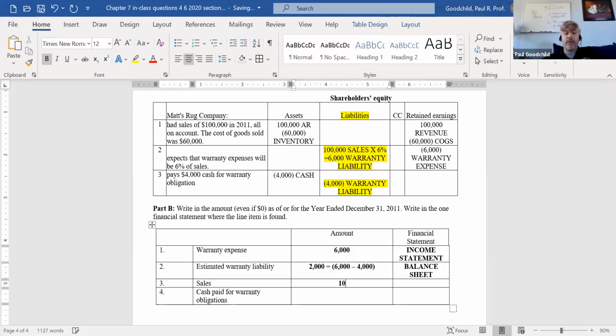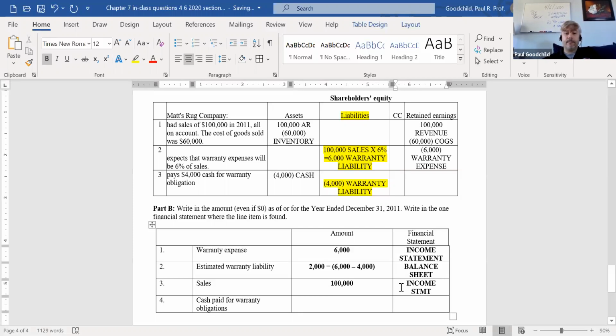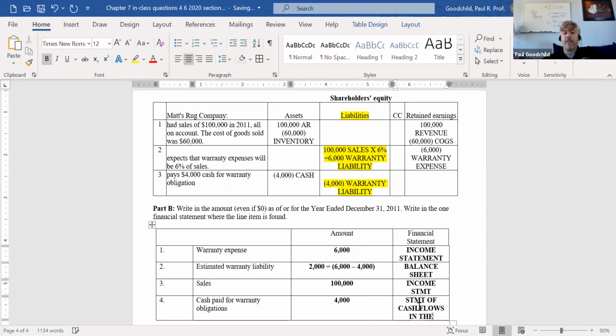Sales of 100,000. That's on the income statement. Cash paid for warranty obligations would be 4,000. And that's on the statement of cash flows in the operating section.